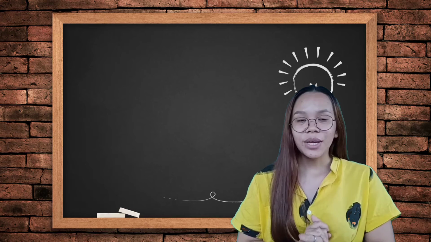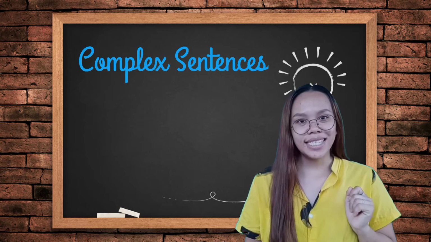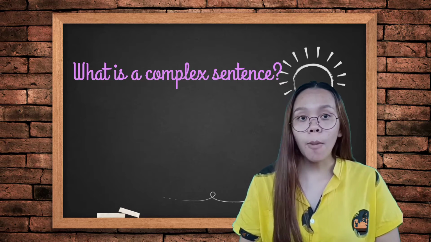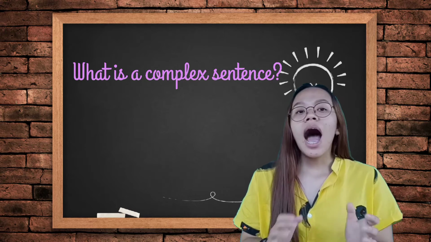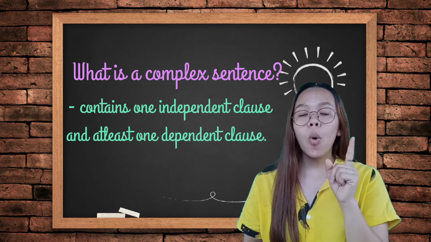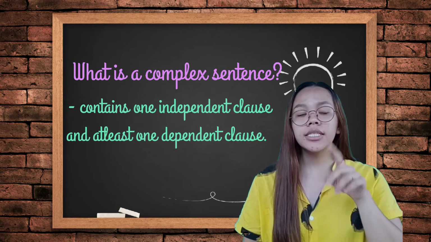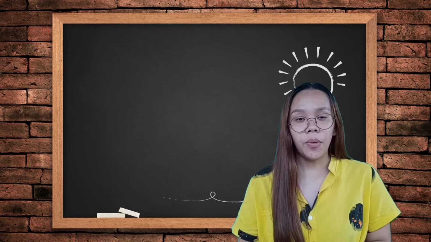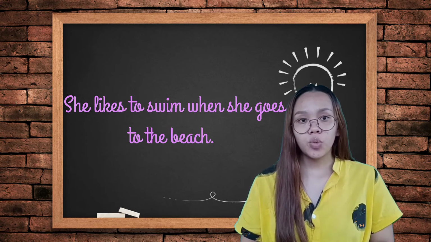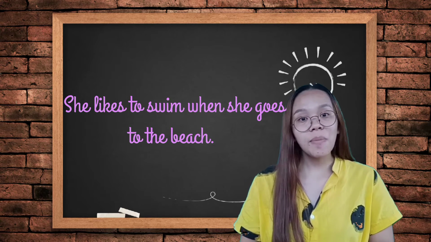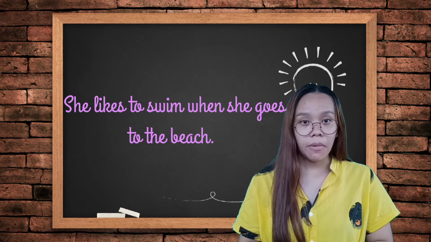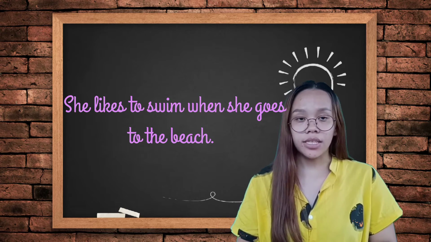So next, we'll look at complex sentences. So, what is a complex sentence? A complex sentence contains one independent clause and at least one dependent clause. Now, let's look at our example. "She likes to swim when she goes to the beach." In this sentence, "she likes to swim" is our independent clause.